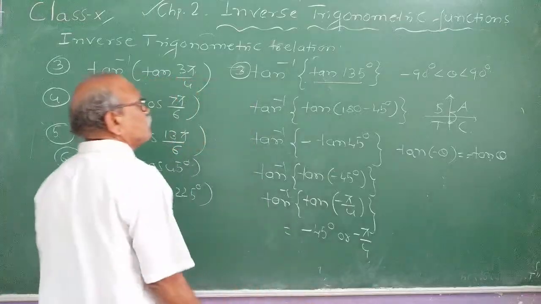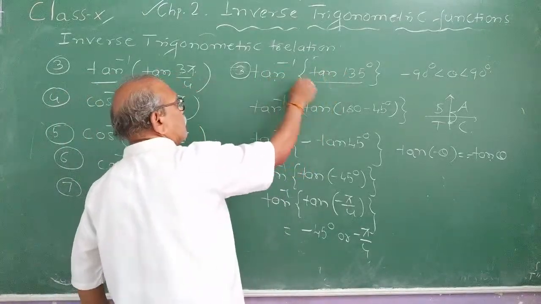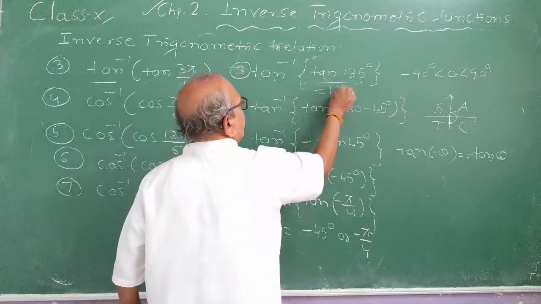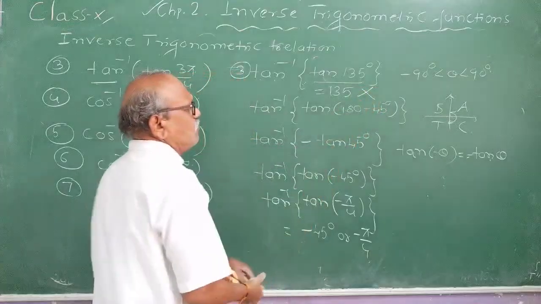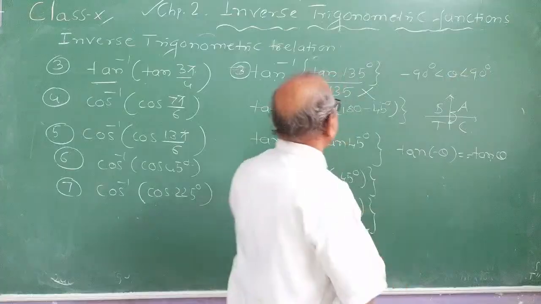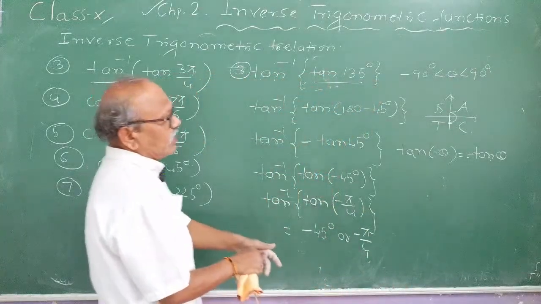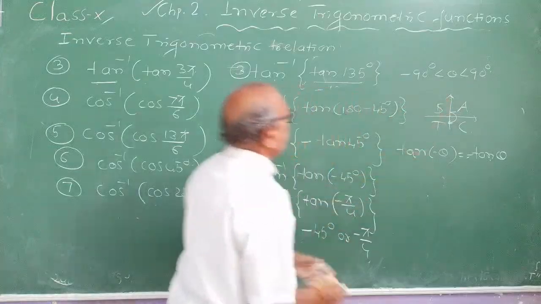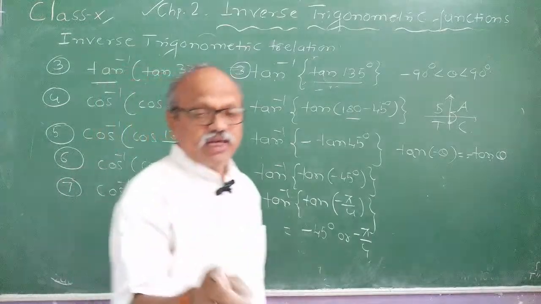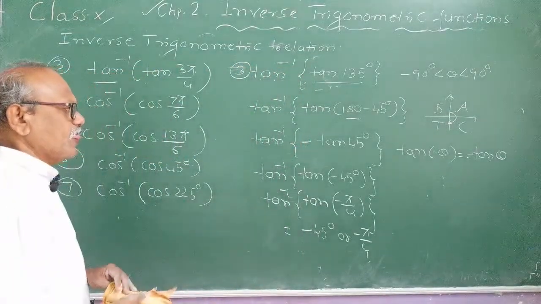I have seen many students write tan inverse of tan 135 degree, thinking tan inverse of tan theta is theta, and they write the answer 135 degree. Wrong answer, because the restriction for tan is minus 90 to plus 90. Then how to bring it within the restriction limit? Then we use allied angle. Therefore, I told you, you have to learn allied angle, standard angles correctly to answer the questions.